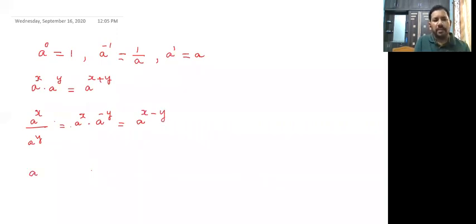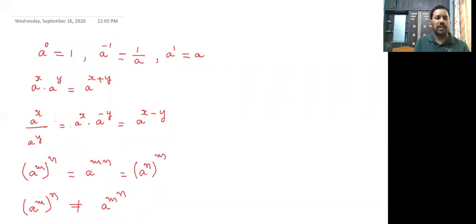Next, a power m whole power n. We can write this as a power mn. We can also write it another way, a power n whole power m. Okay, a power m whole power n is not equal to a power m power n. These two are not equal.